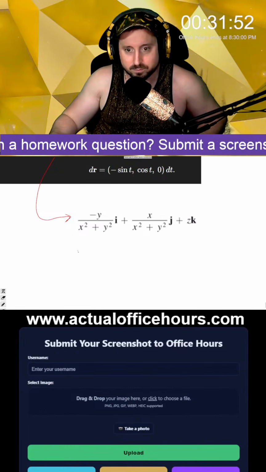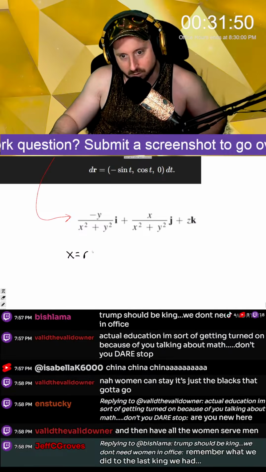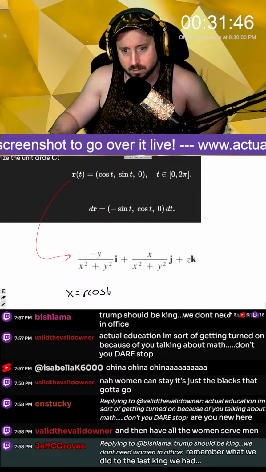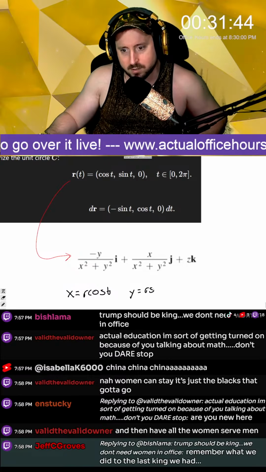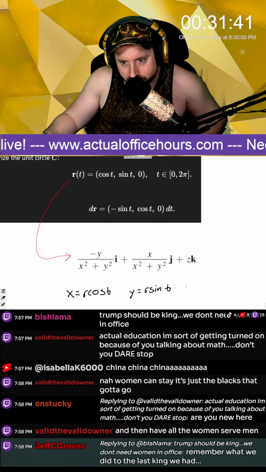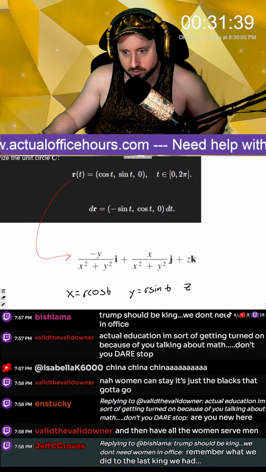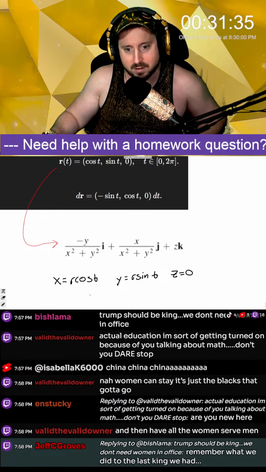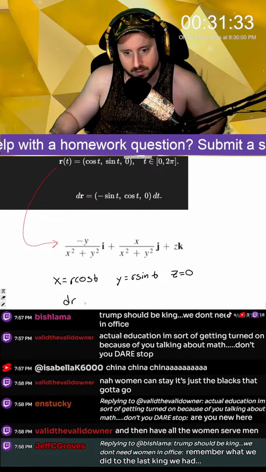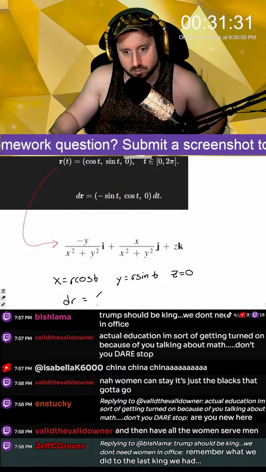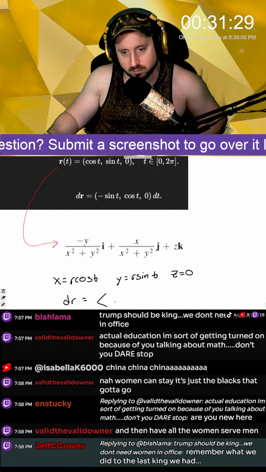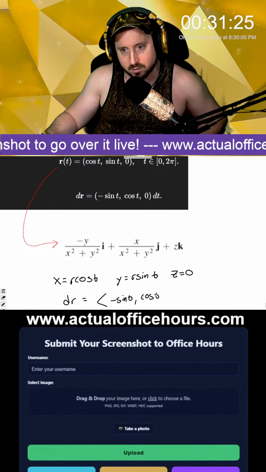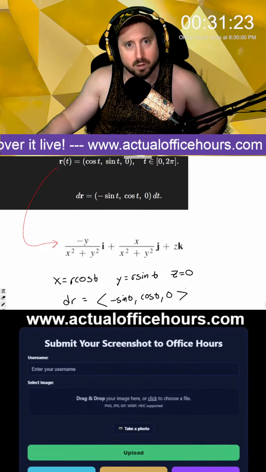All right, let's do it. So I'm going to say that x is equal to r cosine t. Y is equal to r sine t. I agree with that. And then z is equal to 0 because we're in the xy plane. And then dr, good, I like that, is going to be negative sine t, comma, cosine t, 0. This is beautiful, by the way.